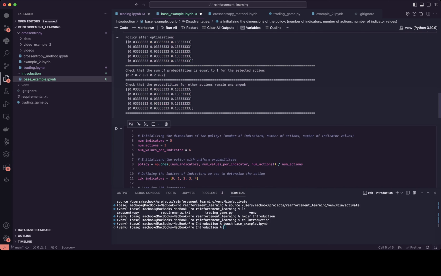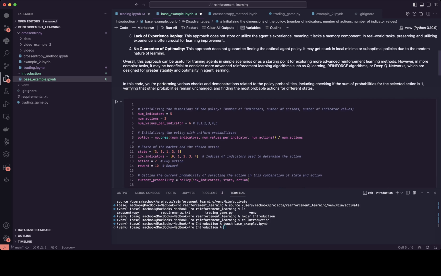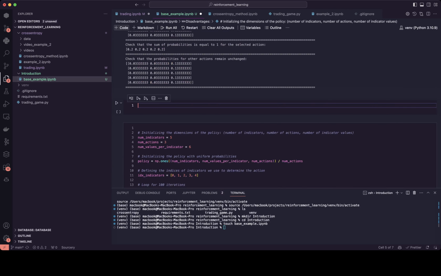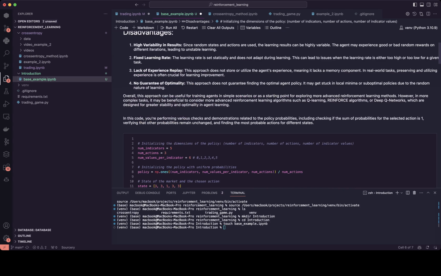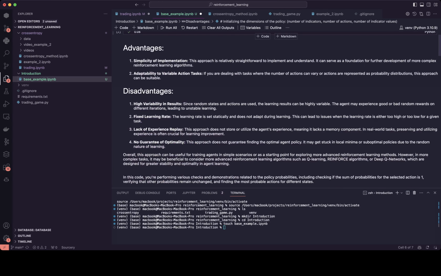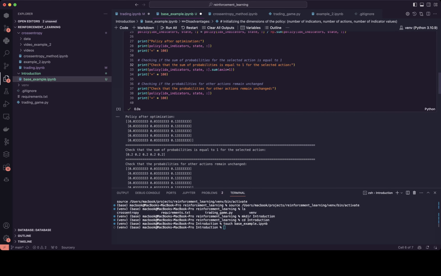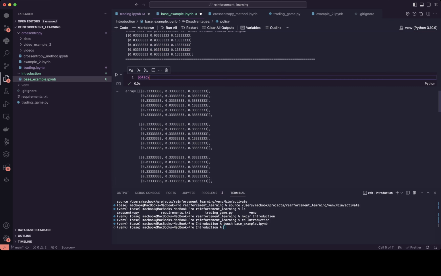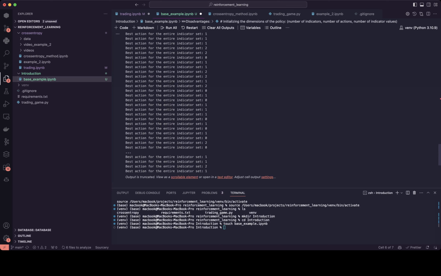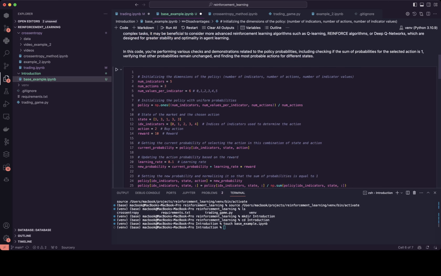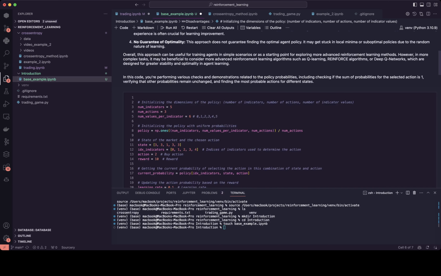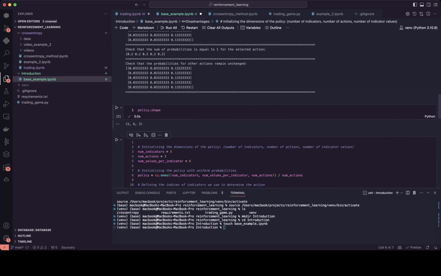Okay, but firstly, I would like to show you some policy. Let's look at this policy. Yeah, you see, this is our policy, and we go to understand what is the shape. Okay, let's jump. So this is the 3D indicators.